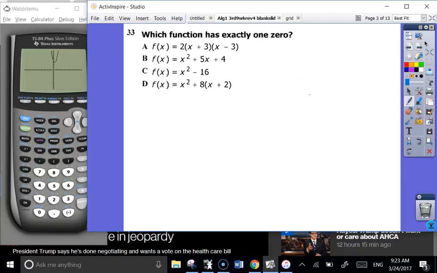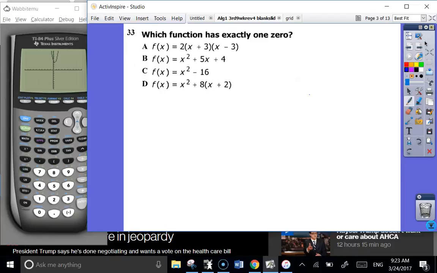So what are you going to say, Hunter? And what would you be looking for on it again? What are the zeros when you graph it? What are the x-intercepts, right? So yeah, exactly. You could graph all 4 of them and see which one crosses the x-axis or touches the x-axis exactly 1 time, right?